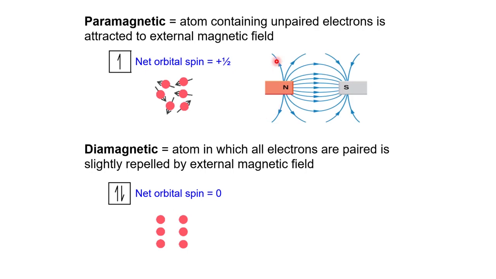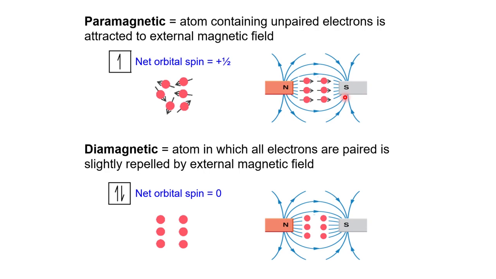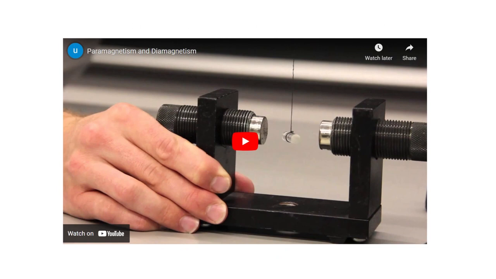So here's our magnetic field. And when these are attracted to the magnetic field, and these are not, okay, so these are all lined up. These are repelled. So I'm going to show you this little video that lets you observe the magnetic activity of some of these elements.